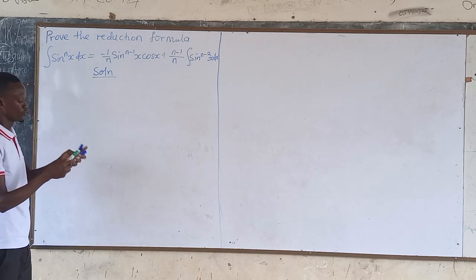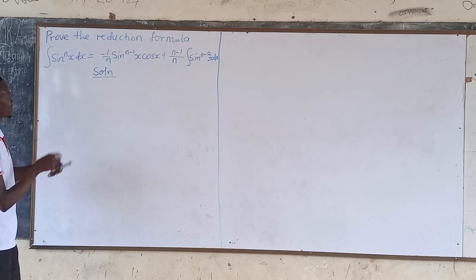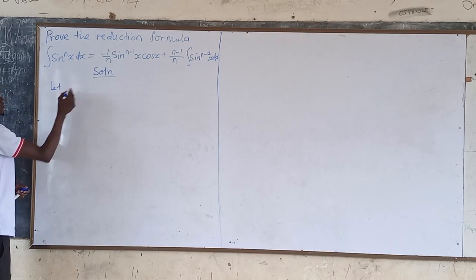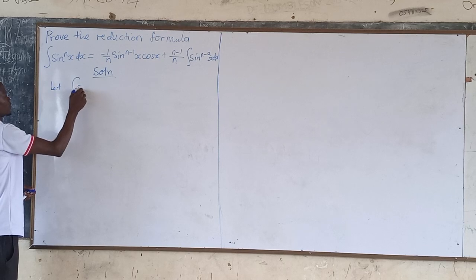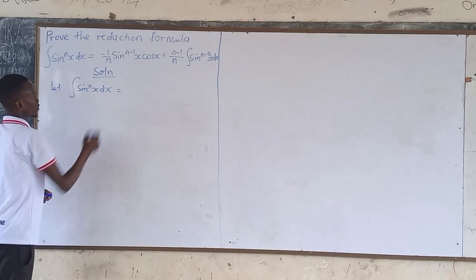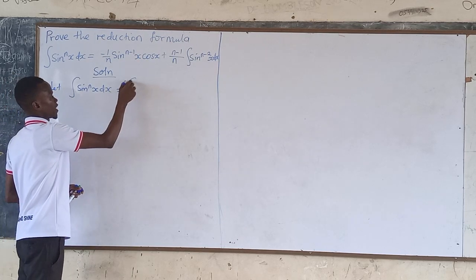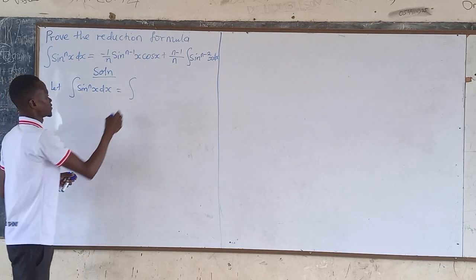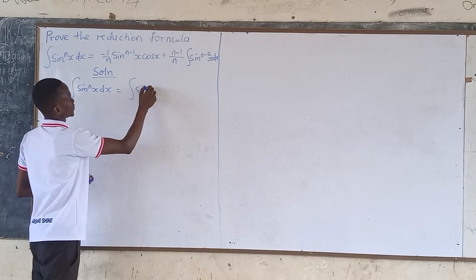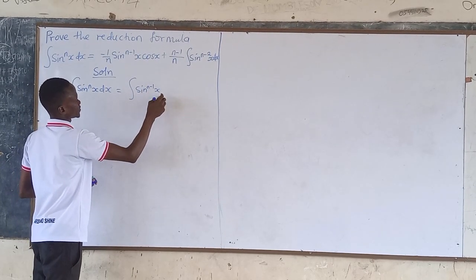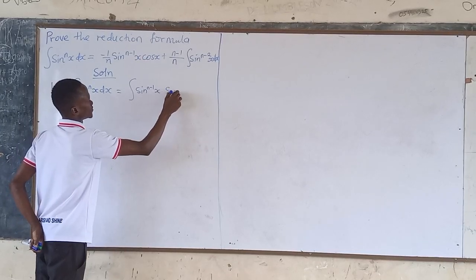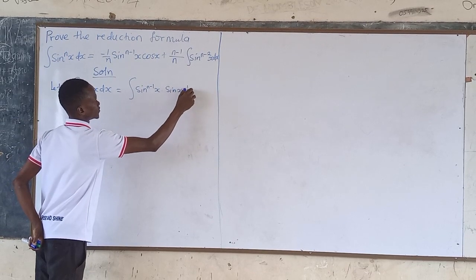Now, what we do is we say that we let the integral of sine raised to the power n x dx to be equal to, write it as the integral of sine raised to the power n minus 1 x, then times sine x dx.